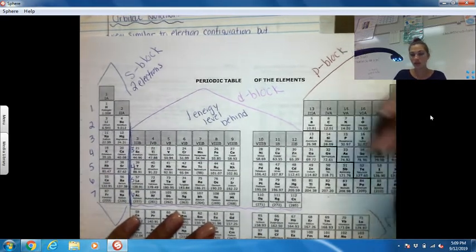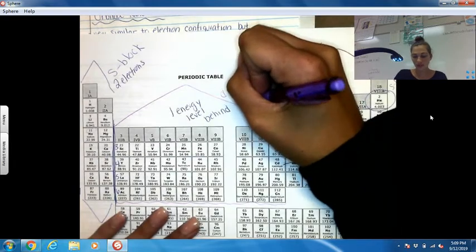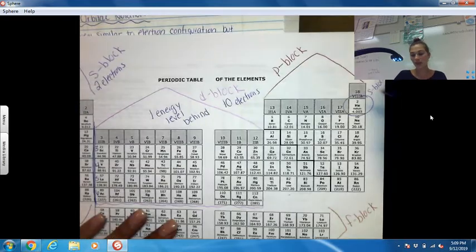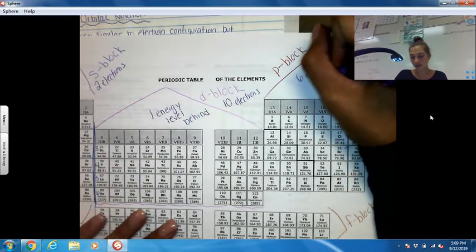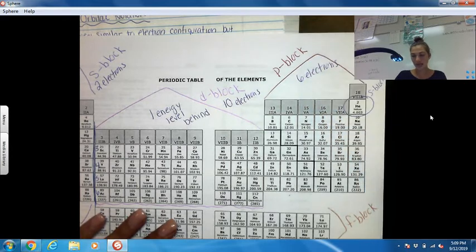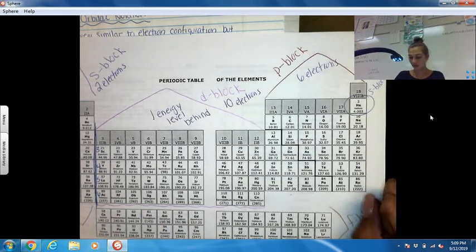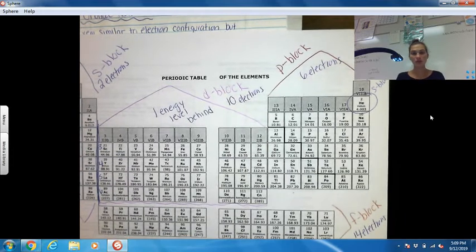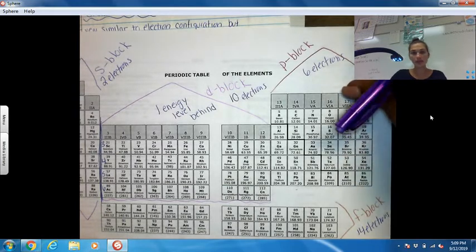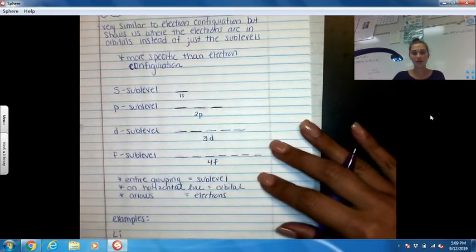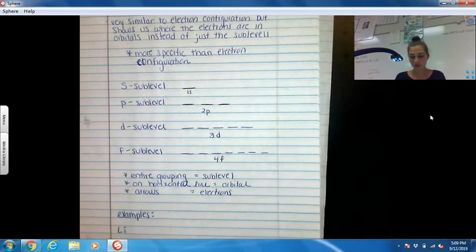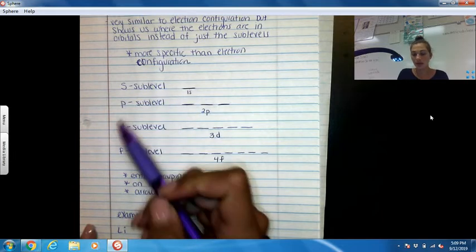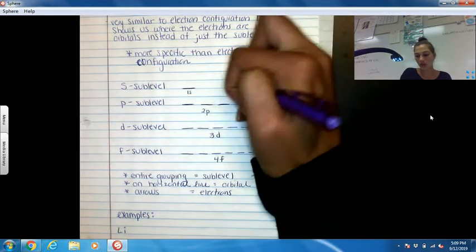When we did the D block, we said that there were a maximum of 10 electrons. When we did the P block, we said that there are 6 electrons. And when we did the F block, we said that there were 14 electrons. Now we're going to use that information because when we are looking at our sublevels, we have something called orbitals. And our orbital is going to be this horizontal line. And on each orbital, we can fit 2 electrons.